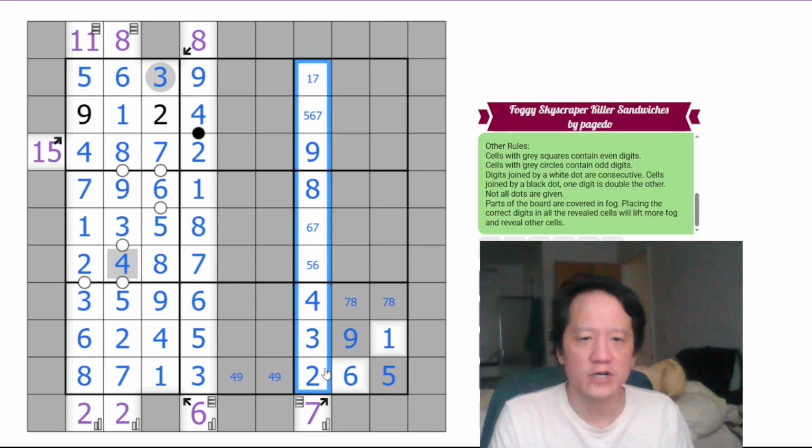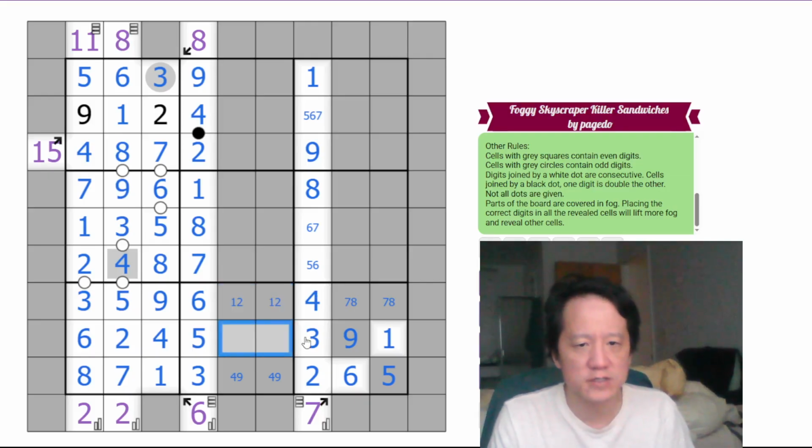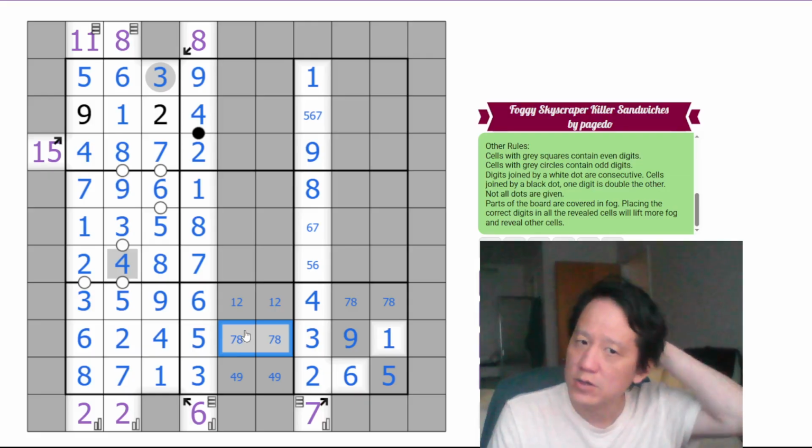Where is the 1 in column 7? It has to be here. So this is 1. This is a 7, 8 pair, which eliminates 7, 8 in the rest of the row. So this is a 1, 2 pair here. This has to be a 7, 8 pair here.